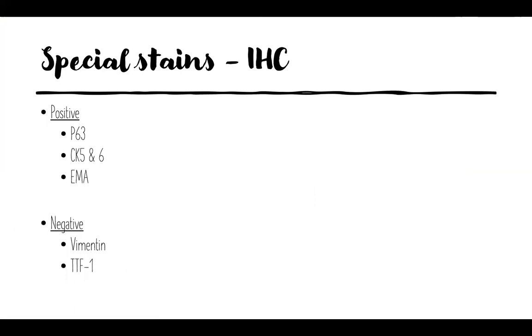Special stains, or immunohistochemistry, that specifically distinguish squamous cell carcinoma from other types of cancer are P63, CK5 and 6, and EMA. And if you're not familiar with IHC, you might be like, what in the world is this? But basically, there are certain stains that will stain for certain cancers.